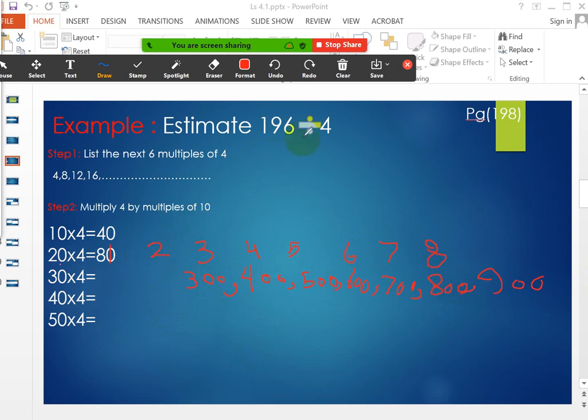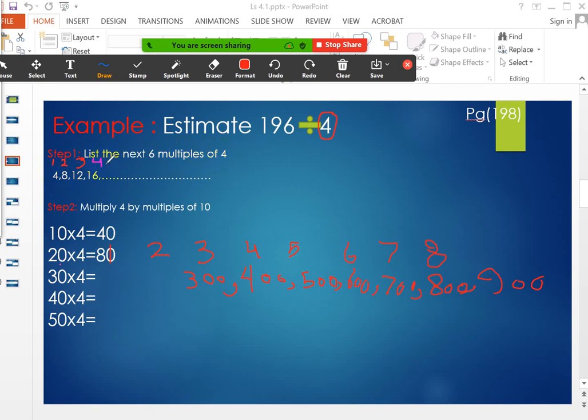Now, first step, I will take this smaller number and write the multiples of this number. Okay? So he told me, first step, list the next 6 multiples, not of 10, sorry, of 4. So we will start with the counting number 1, 2, 3, etc. 4 multiply 1 equals 4. 4 multiply 2 equals 8.